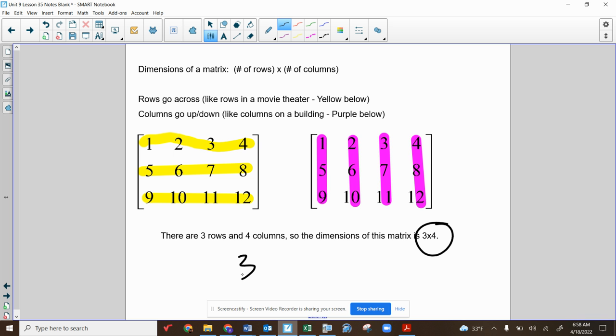We write the number of rows first, then put what looks like a multiplication sign. We say that's by, and then the number of columns goes second. You're going to need to know dimensions to make sure that things match for when we're doing, especially multiplying in the next section, and when you go to put things in the calculator as well. We're not going to really do any calculator stuff here in this section. We're going to do it more in the next section.